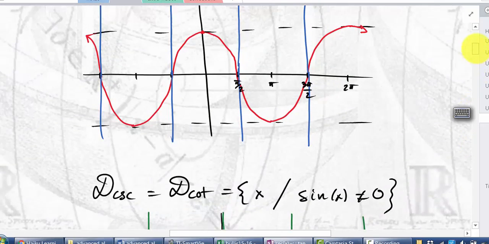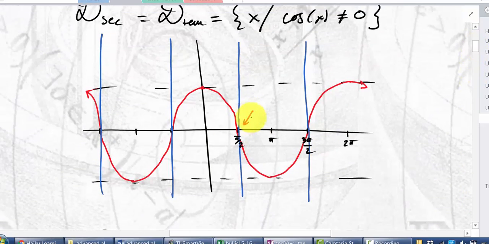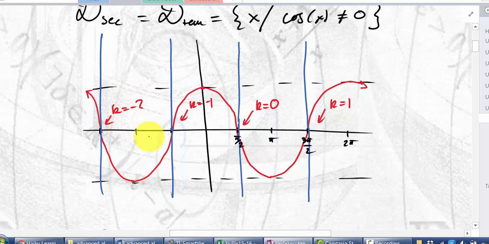And you can see right here on this graph, this is for k equals 0, pi over 2 plus k pi. So k equals 0, you're right there. This is for k equals 1. This is for k equals negative 1, k equals negative 2, and on and on.